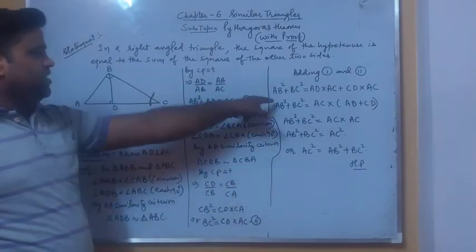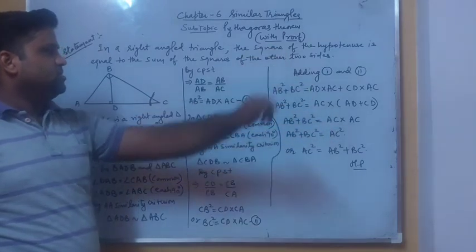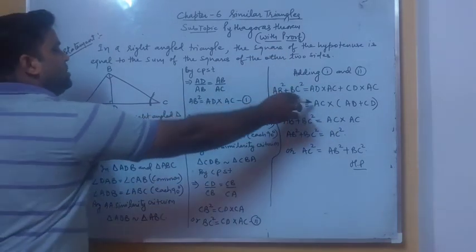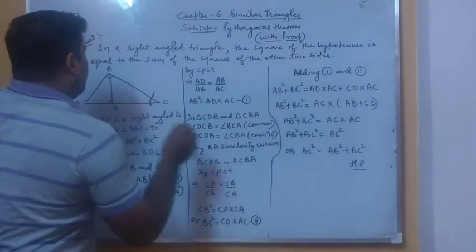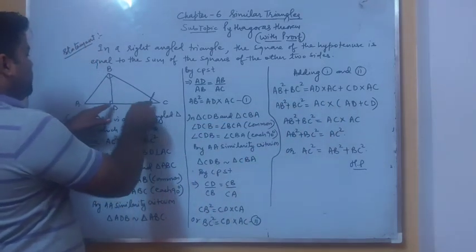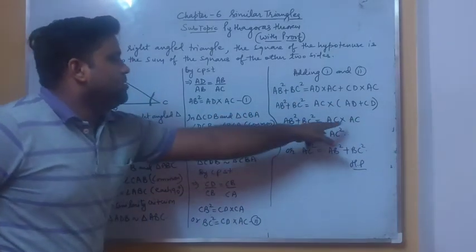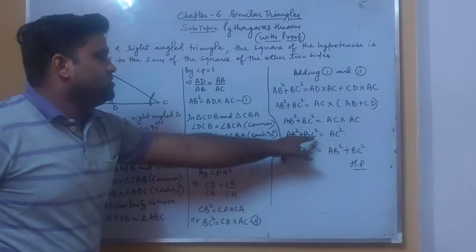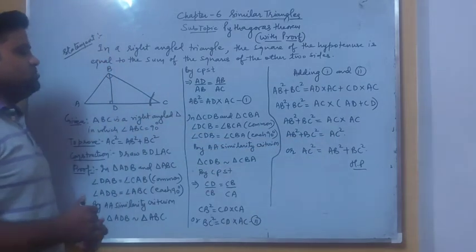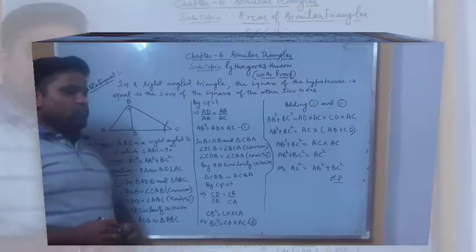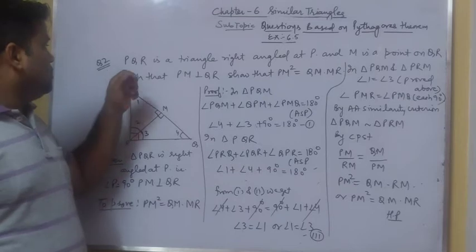On adding first and second, we get AB square plus BC square equal to AD multiply AC plus CD multiply AC. Here we get AC common from the RHS part. We get AC multiply AD plus CD. So here AD plus CD is equal to AC. So here we get AC multiply AC, and finally we get AB square plus BC square equal to AC square, or we can write AC square equal to AB square plus BC square, which is the required.